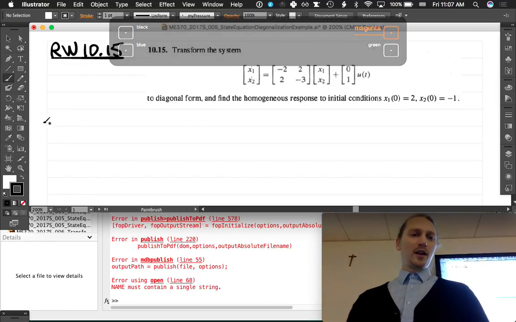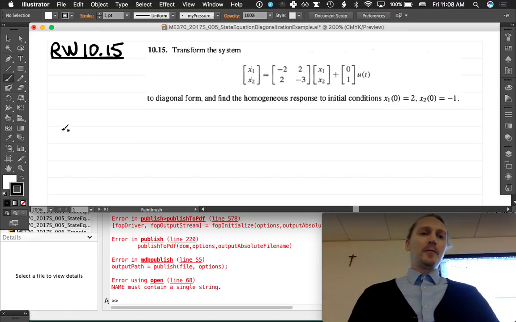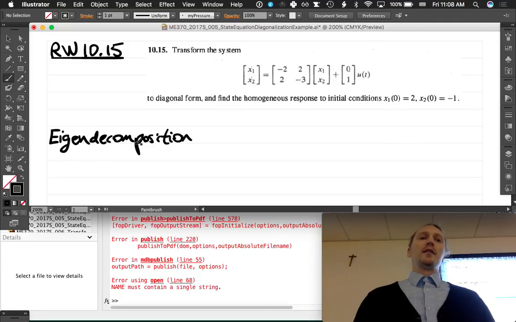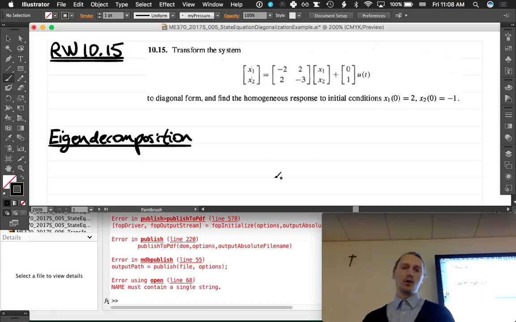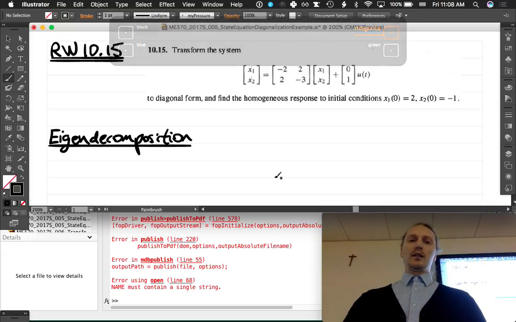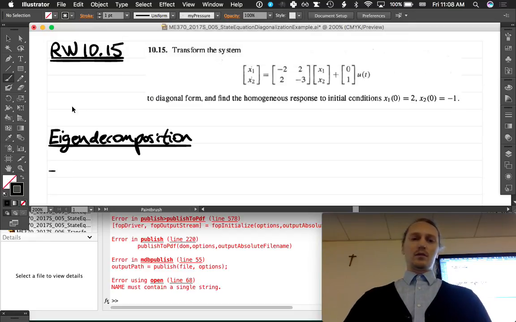All right. So let's go ahead and begin. So we need to find the eigenvalues and eigenvectors first. Sometimes this is called the Eigen Decomposition, when we're finding the eigenvalues and eigenvectors that will give us the diagonalized form of the system. So let's do that. First thing is to find the eigenvalues.